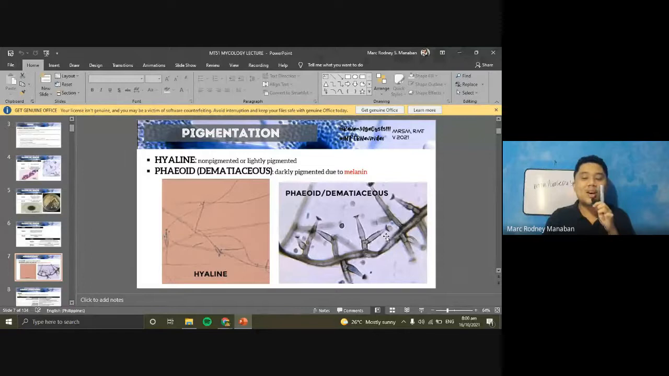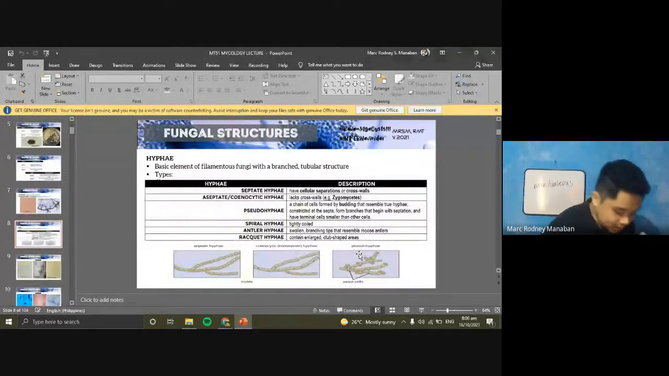All right. So hyaline or moniliaceous, and phaeoid or dematiaceous. Now, the phaeoid or dematiaceous molds have melanin in their cell wall. That's why they are pigmented, no? And in the picture, as you can see, hyaline is medyo clear, no color. It's transparent, no? And then you also have phaeoid or dematiaceous, dark, okay, dark color.